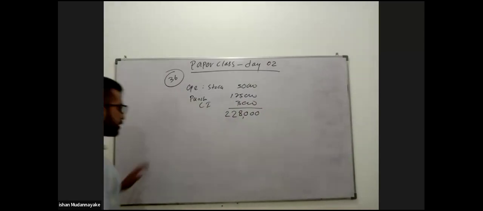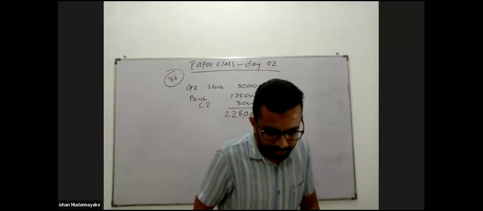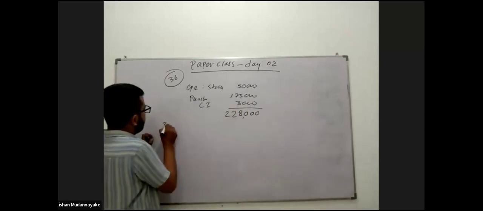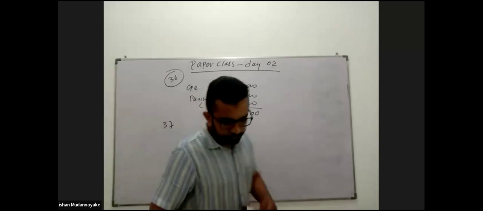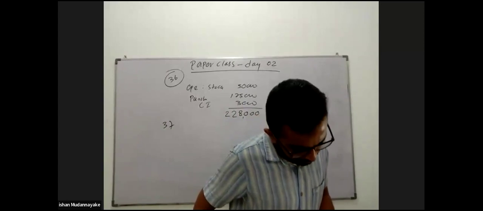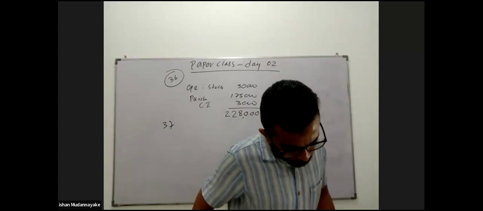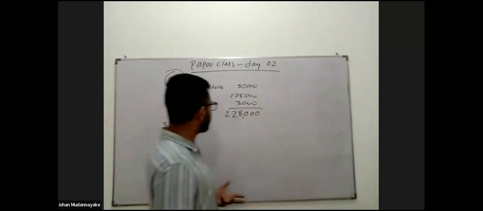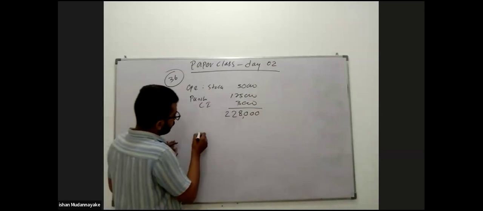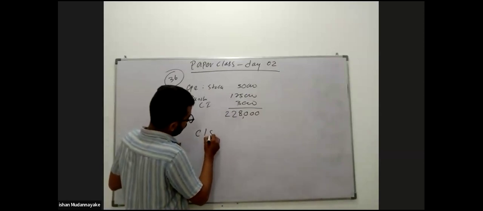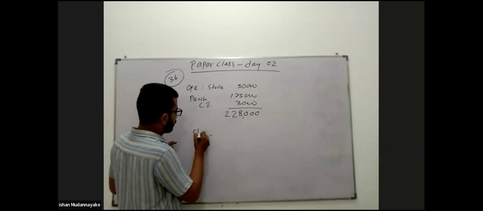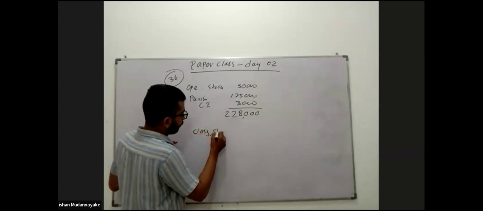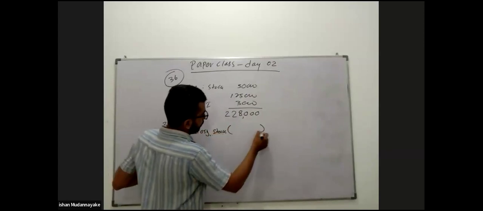The cost of stock presented for the sale is the answer for question number 36. And then number 37, the value of the cost of sale. How will you calculate the cost of sale? By deducting closing stock, you can calculate cost of sale.